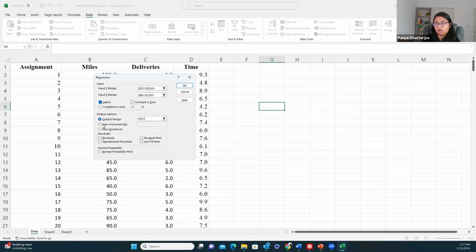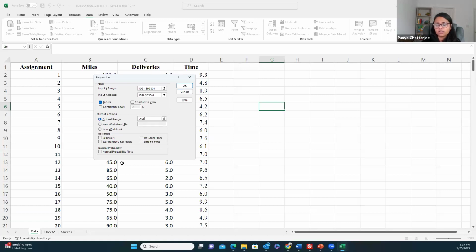You could also put your output in a different worksheet, so it will come up as Sheet 2, and your whole output will come in that sheet. You can also do it in a new workbook if you want. But really, I think for these small regressions, doing it in the same sheet is probably the most efficient.